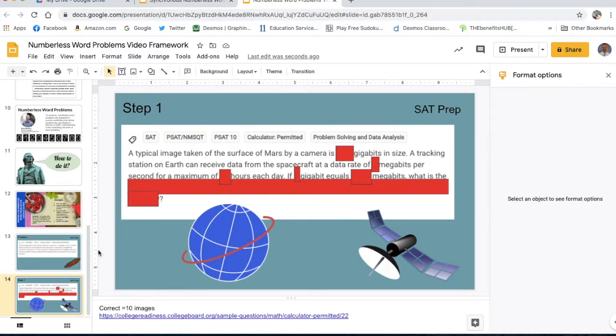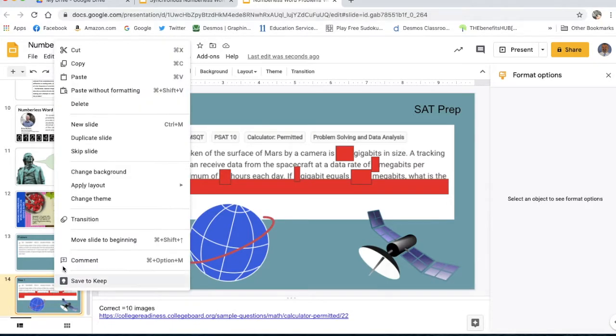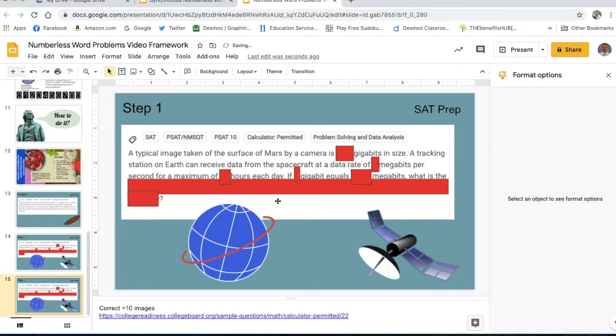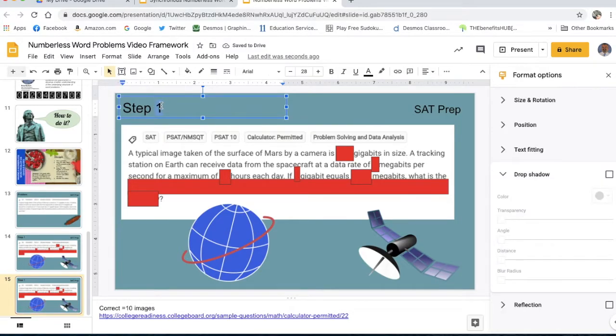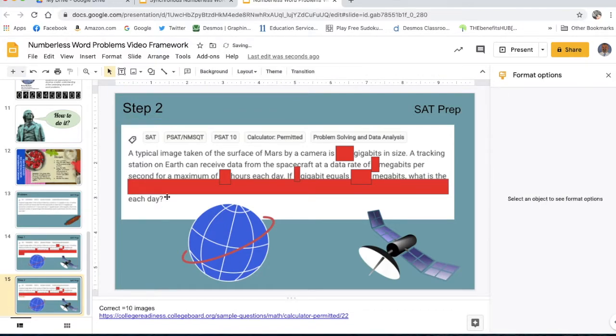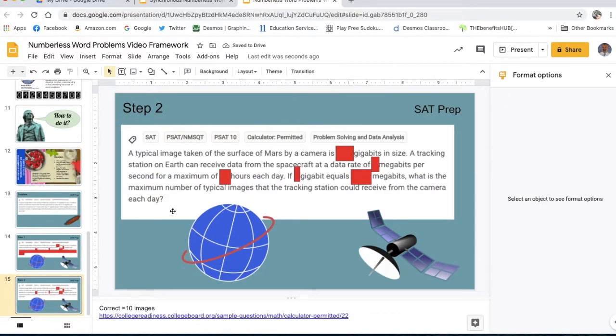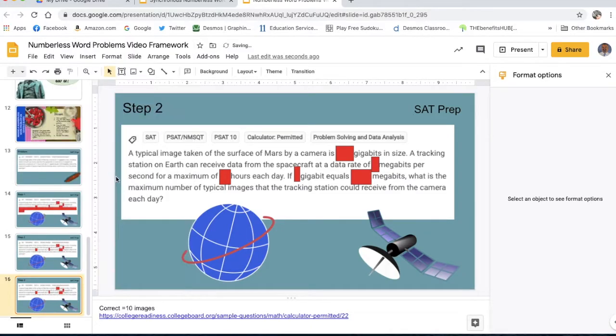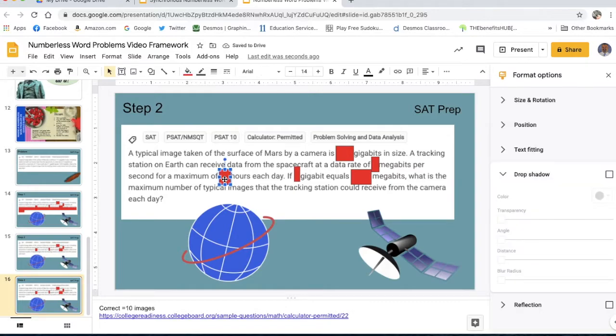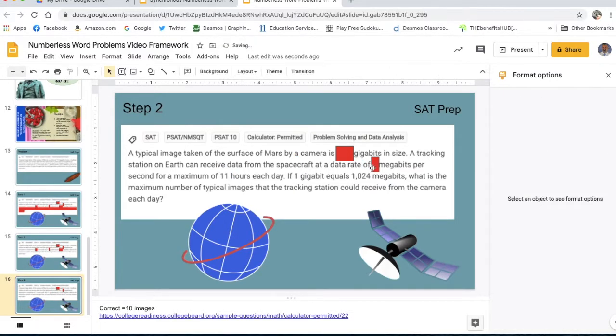So that's slide 1, step 1. I just copy the slide and then go to step 2. Now step 2 was give them back the question stem but leave the numbers redacted. So in this case, I just delete out the blocks over the question stem, and now they still have the numbers redacted and they go forward. Step 3, again, duplicate the slide, and now I give them all the information. So that's how you build it.